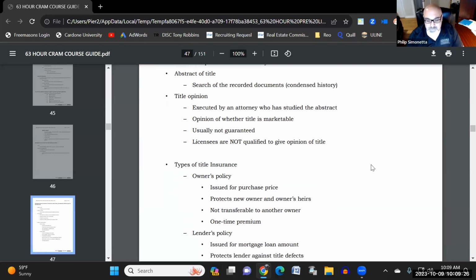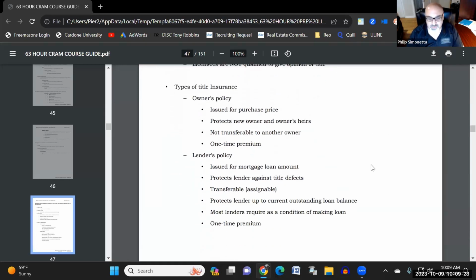Okay, and the types of title insurance. You have an owner's policy, and a lender's policy. Okay. The owner's policy is issued for the purchase price. It protects new owner and owner's heirs. It's not transferable to another owner, and it's a one-time premium.